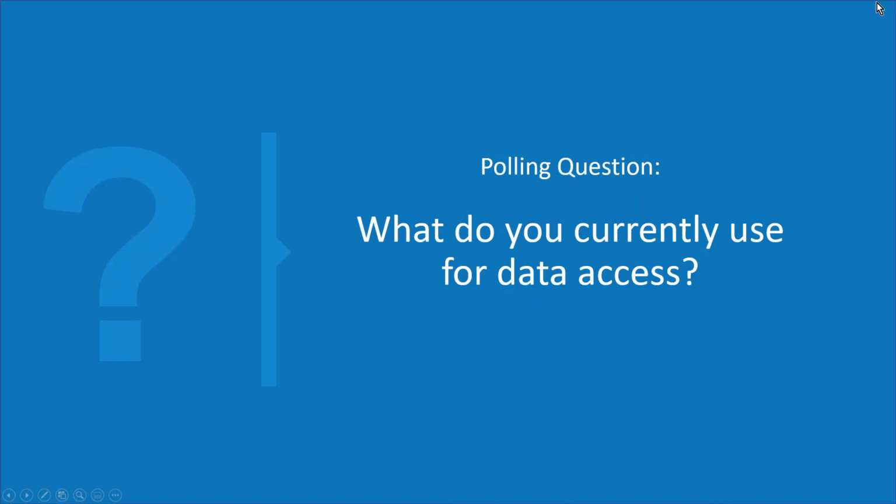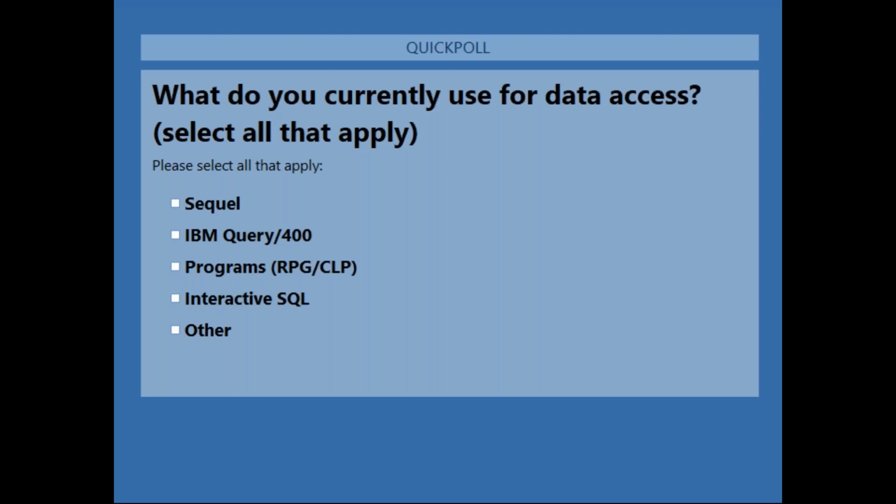Now we're going to start off with a polling question. Just give me a moment here to share the poll. That's the question that you see on the screen: What do you currently use for your data access? So I'm going to launch it. Go ahead and click all that apply. The poll's open. I'm going to leave it open for a few minutes.